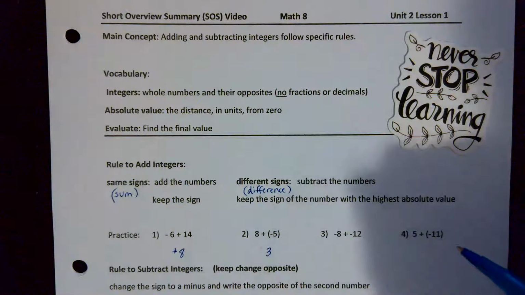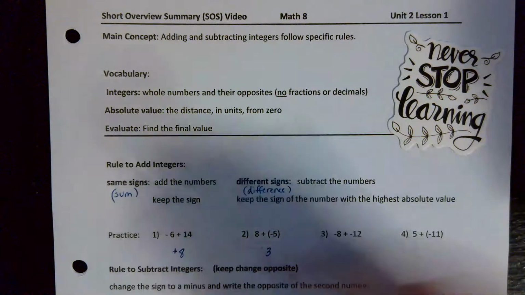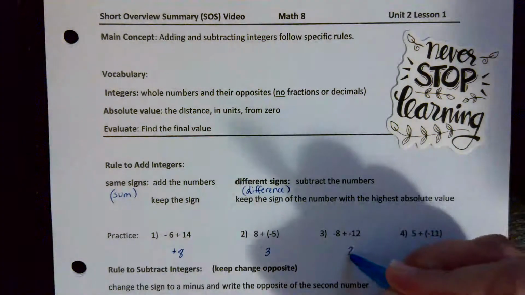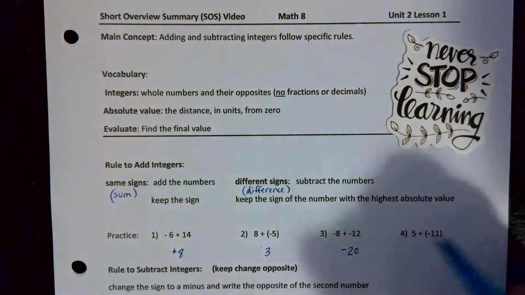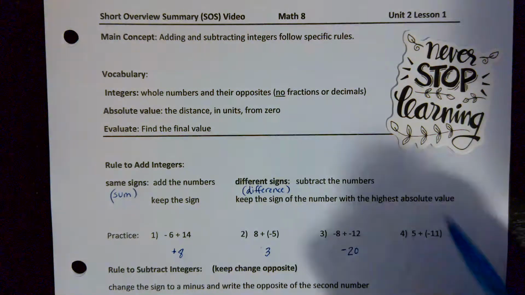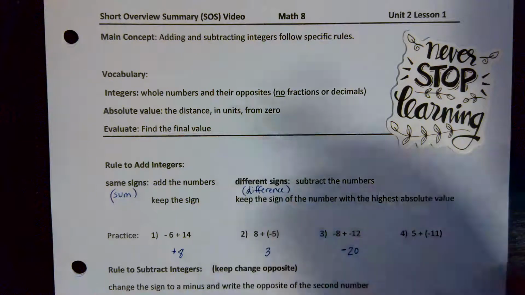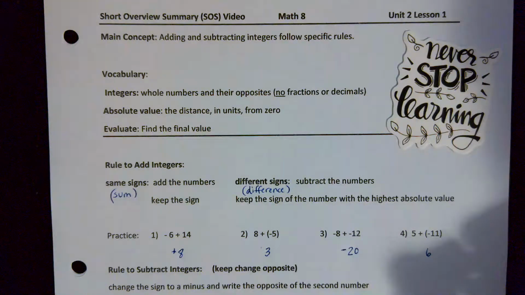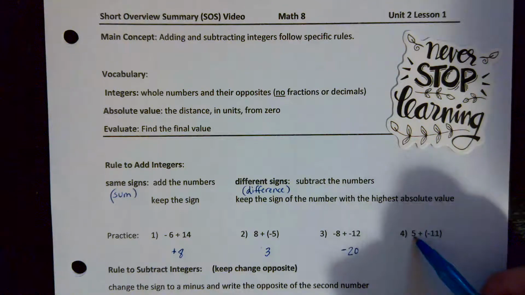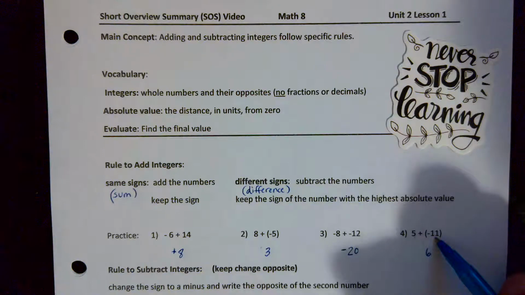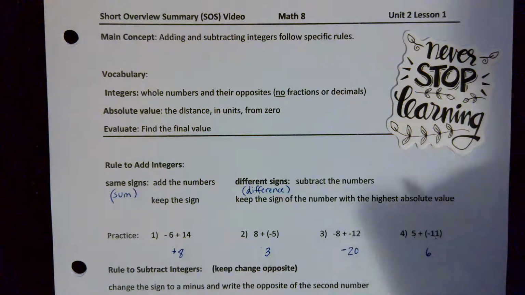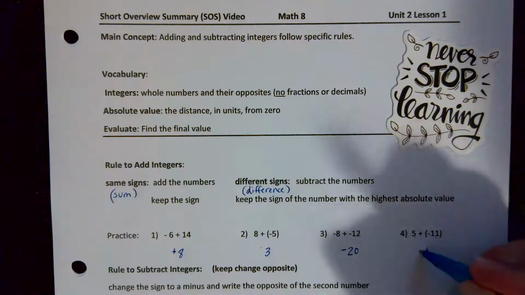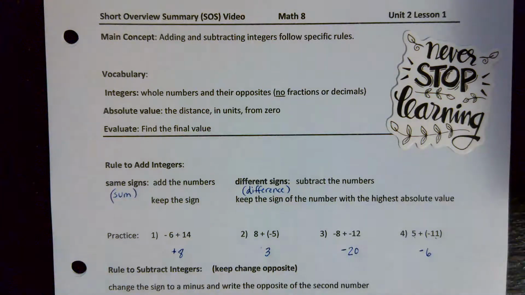-8 plus a -12, same sign, sum. So I add those numbers, 20, and I keep the sign, which is negative. +5 and a -11, different signs, difference. I subtract the numbers. 11 minus 5 is 6. And I look for the one with the highest absolute value. Absolute value of 5 is 5. Absolute value of -11 is 11 because it's 11 units from 0. This is the winner, so we have -6.